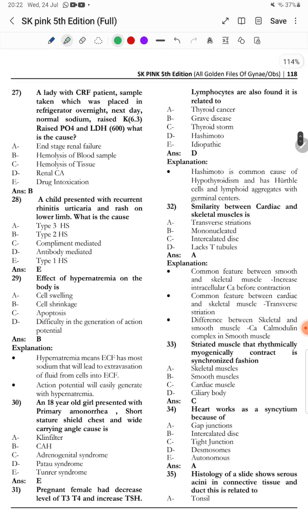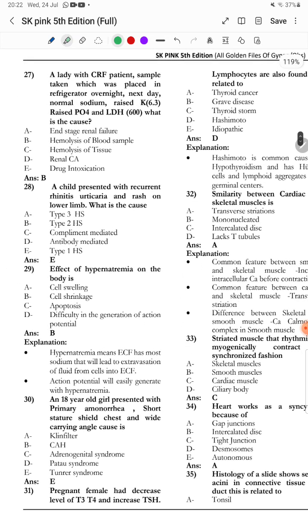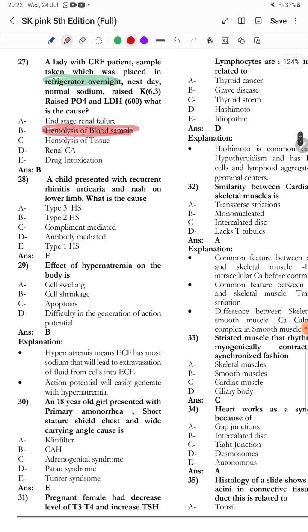A lady with chronic renal failure present, sample taken which was placed in refrigerator overnight. Okay, if it is kept in the refrigerator overnight, then obviously what will happen? The blood sample will hemolyze. A child presented with recurrent rhinitis, urticaria, rash on upper lower limb. What is the cause? So it is hypersensitivity reaction type 1.